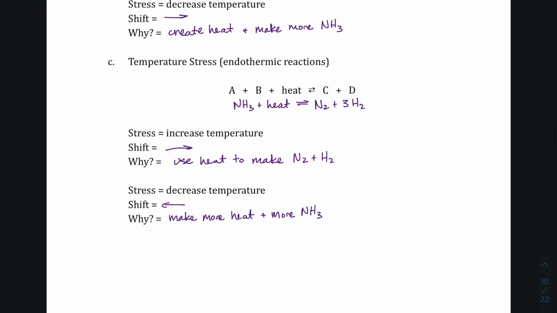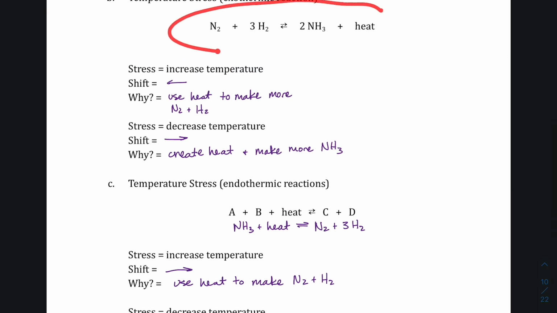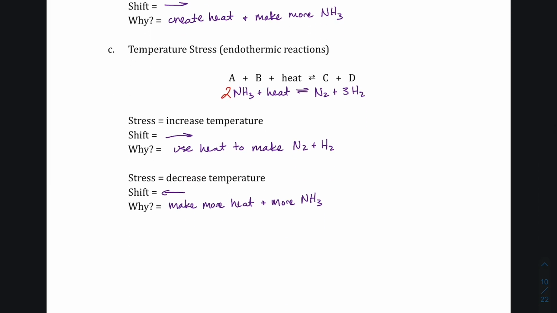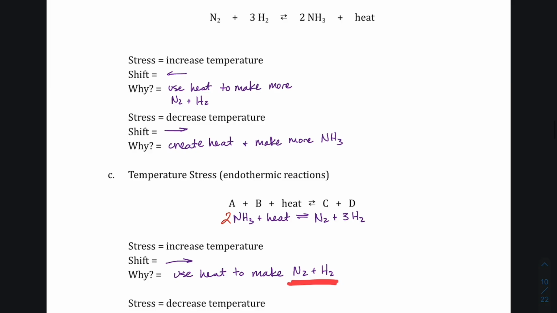Endothermic reactions are the opposite. So if we took our reaction up here, we flip it around, maybe we balance it, that's probably a good idea. Now heat is going to have the opposite effect because we flipped our reaction. So if we increase the temperature, we would say that this reaction is going to shift to the right, and we are going to use the heat to make more nitrogen and hydrogen, which is exactly what we said up here. It's just the shift is now to the right instead of to the left because we flipped our reaction around.